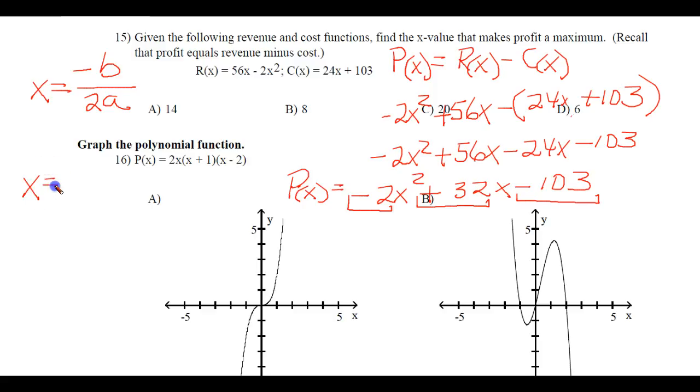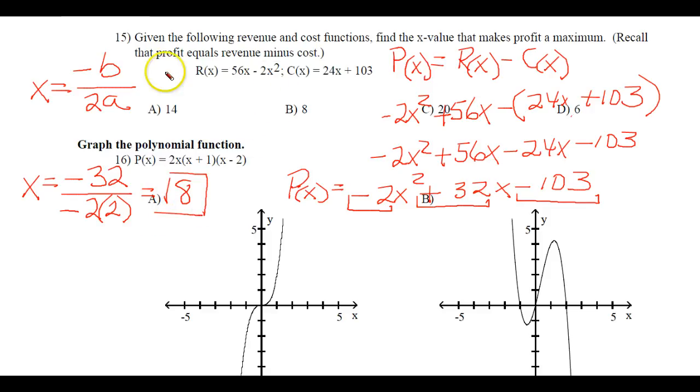So x equals a negative 32 over a negative, well, it's negative 2a, so that will be a negative 2 times 2. Put the negative there, it doesn't make any difference. So anyway, this is negative 32 divided by a negative 4. That's going to give us a positive 8.